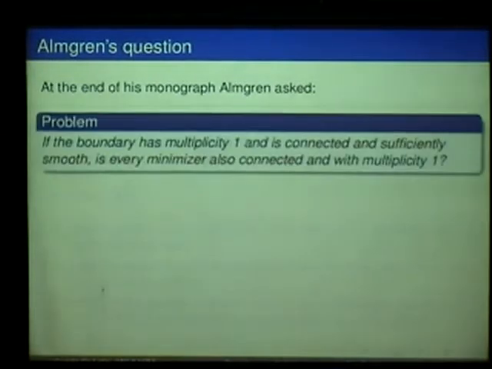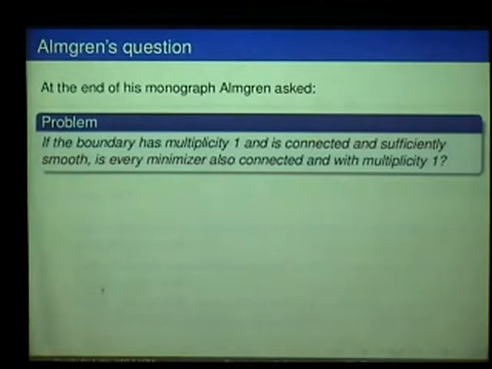Okay, so here is a question which is very natural. Assume your boundary for the solution of the Plateau problem is a connected surface with multiplicity 1. Then, although I've given you examples in which you might have minimizers which have higher multiplicity, so remember these two disks which are on top of each other, you would expect that is only happening if your boundary data is disconnected, right? So if your boundary data is connected, you're expecting that is not going to happen. So you expect that the minimizer is connected and has multiplicity 1.